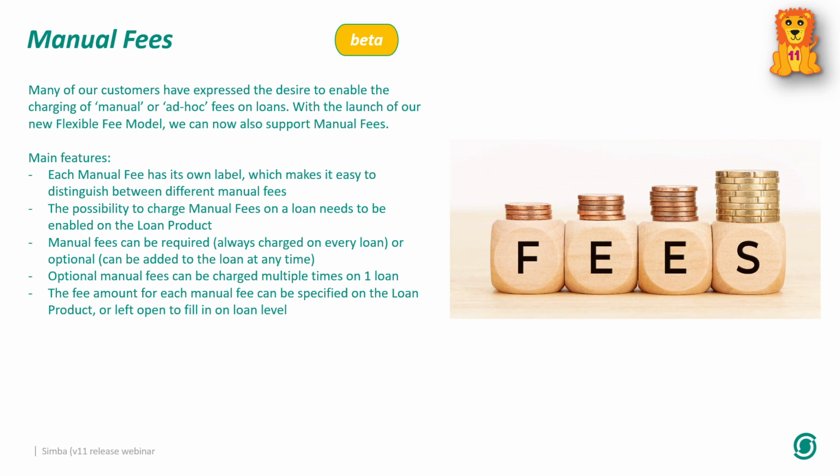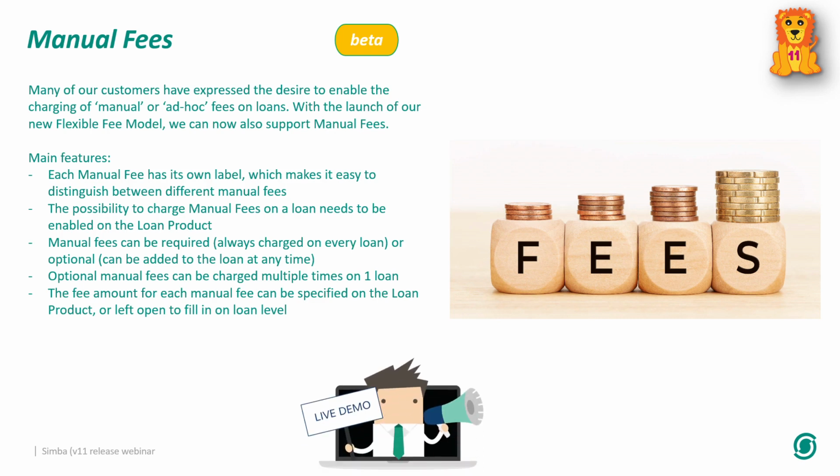The other thing is that the possibility to charge manual fees on a loan needs to be enabled on the loan product before you can do so. There are 2 types of manual fees: required manual fees, which are always charged on every loan, or optional manual fees, which can be added to the loan at any time. Optional manual fees can be charged 1 or multiple times on the same loan. And the fee amount for each manual fee can either be specified on the loan product or left open to fill in on loan level. Ivy will now give a demo of both the new fee model and the implementation of manual fees.